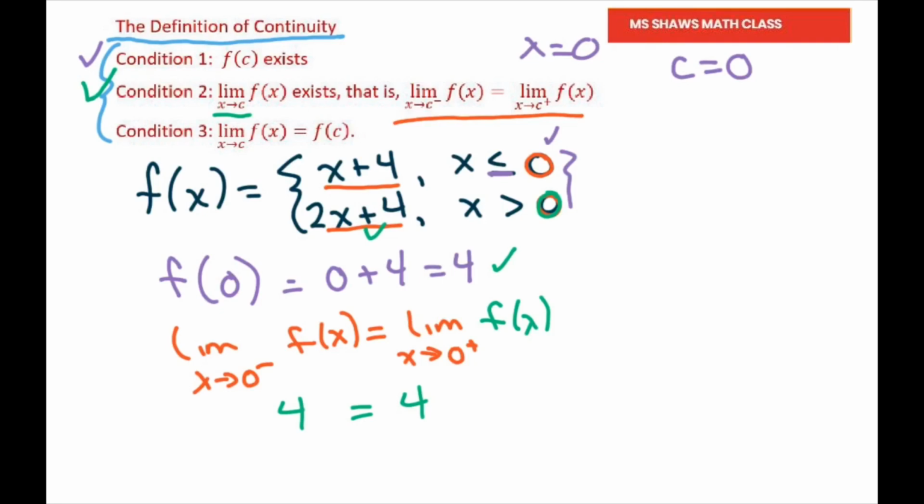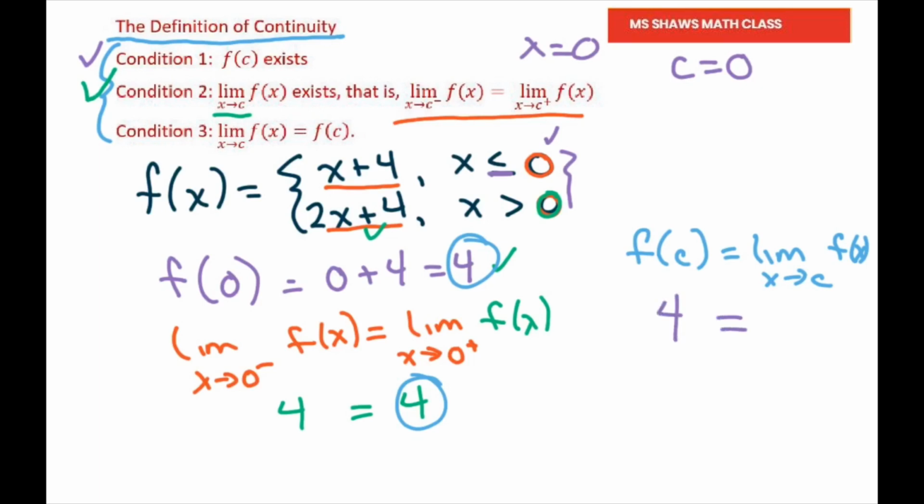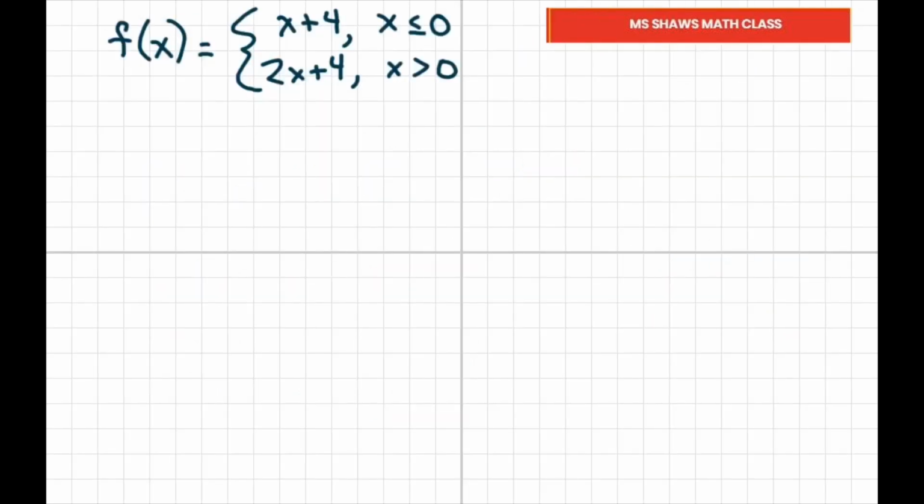Now the last condition is pretty simple. It just means our limit number that we got should equal our f of c number. So our f of c should equal the limit as x approaches c of f of x. So our f of c was 4, and our limit here was 4. So this function is continuous, and it met all three conditions. So let's graph it and see what it looks like. It means there shouldn't be any points of discontinuity.